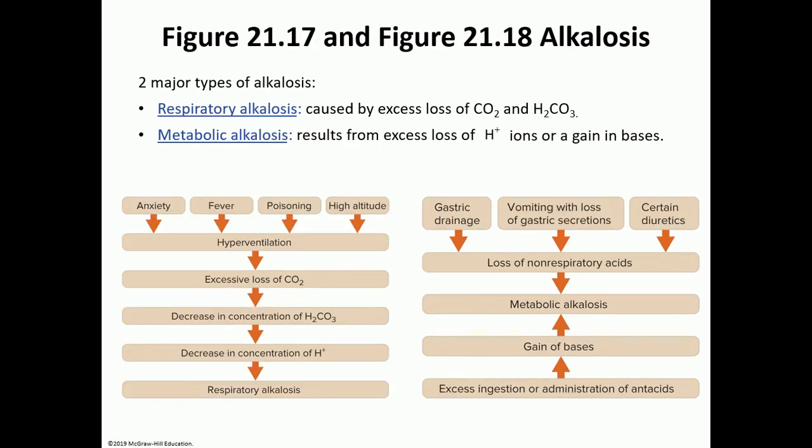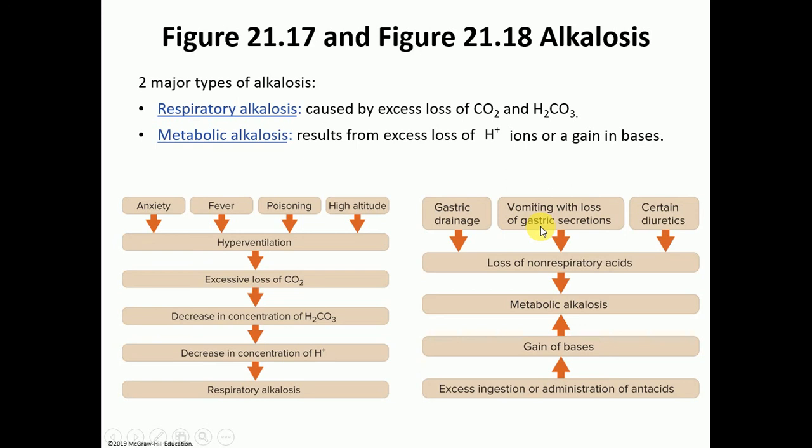For alkalosis, there are two different types. Again, respiratory alkalosis, and this has to do with the excess loss of carbon dioxide or H2CO3 due to respiratory reasons. And you'll find that what all of them have in common is hyperventilation. So when a person hyperventilates, they are washing out lots of carbon dioxide. For example, in anxiety or panic attacks, fever, poisoning, some poisons can lead to hyperventilation, or high altitudes. Again, that hyperventilation is going to lead to excess loss of carbon dioxide, which translates into a decrease in blood levels of H2CO3, which translates into low levels of hydrogen ions or high pH, and that is a respiratory alkalosis.